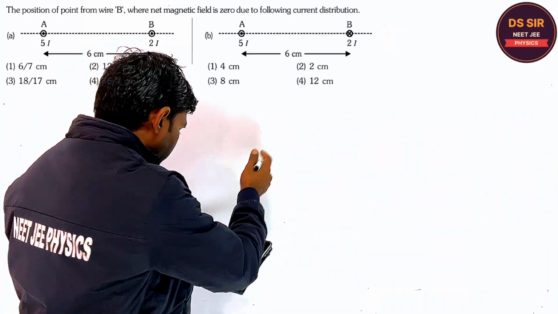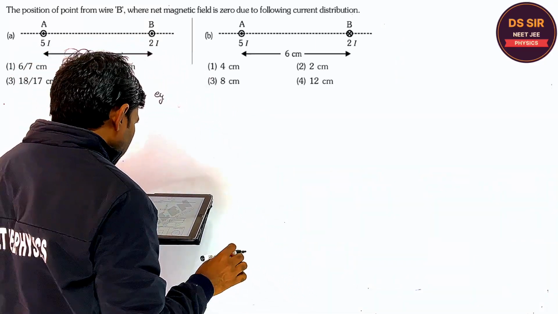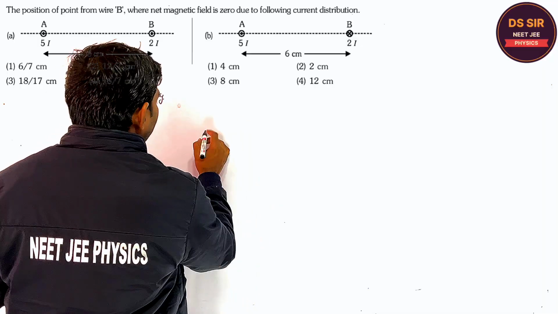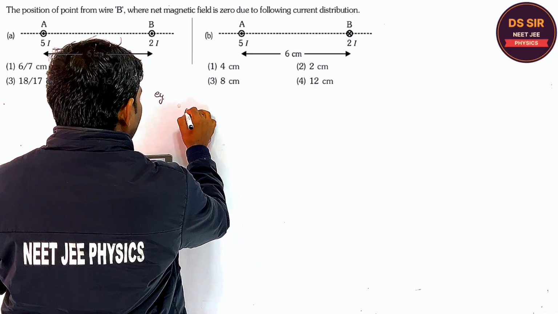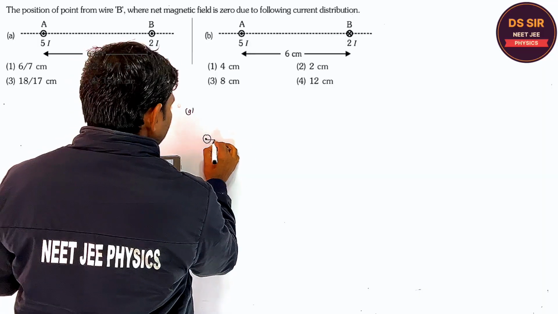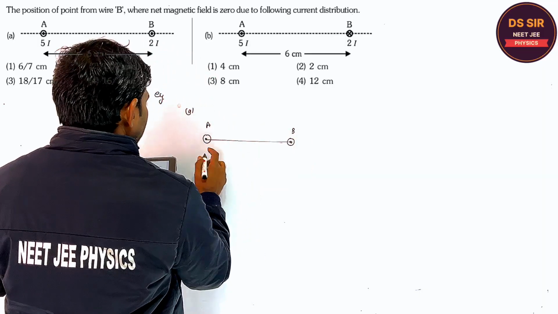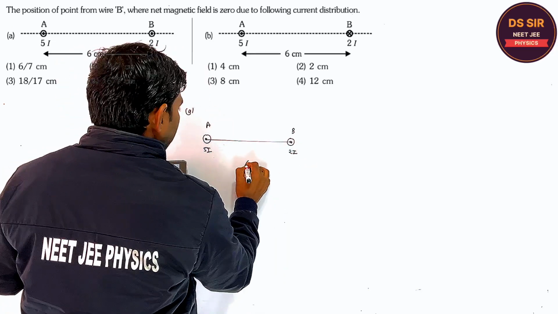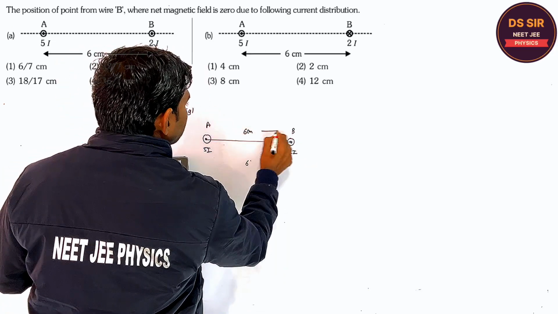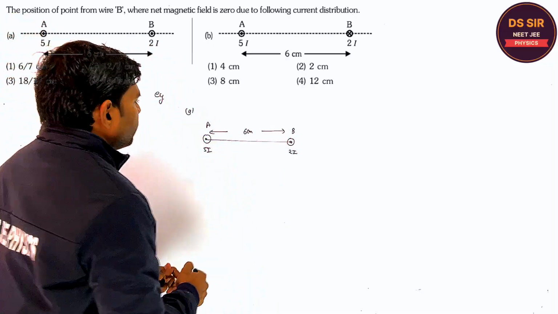Copy this. So read this question. In this question there are two parts, and you have to find the position of the point from wire B where the net magnetic field is 0. In part A, this is wire 1, wire A, this is wire B, right? The 5 ampere current and the 2 ampere current are flowing, and the separation between them is 6 centimeter. Is it clear or not? Yes.